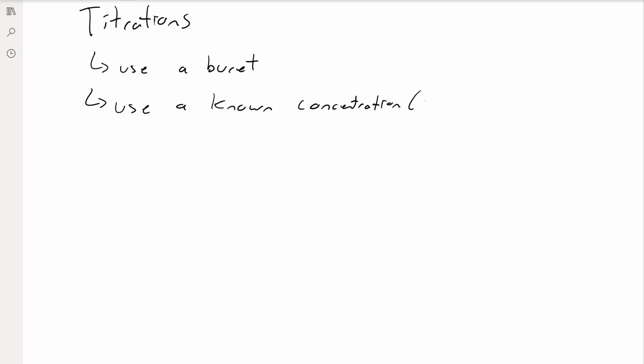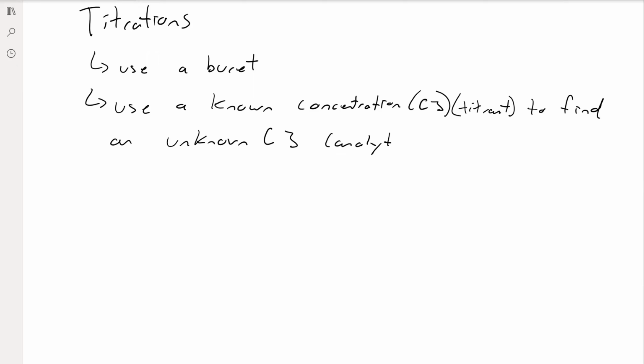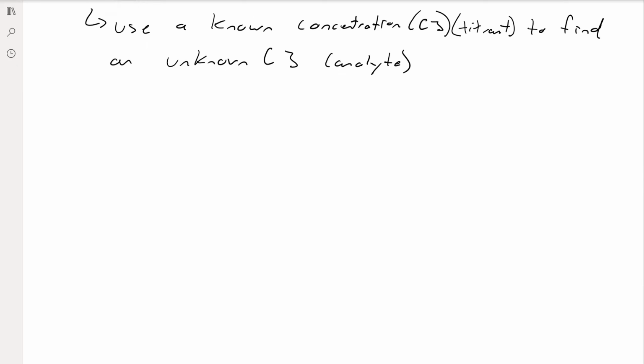Concentration is a big word, so I'm just going to abbreviate it with brackets. So if you ever see brackets, that means concentration. And the known concentration, what's known as the titrant, is what we put in the burette. And we use that to find an unknown concentration, and that's called the analyte. And that's what goes down in your Erlenmeyer flask.